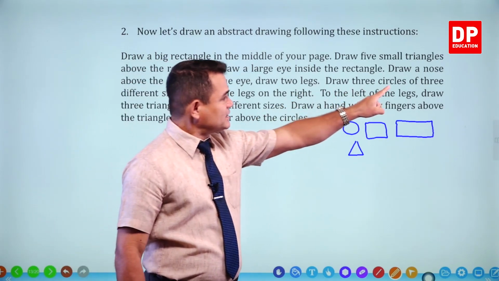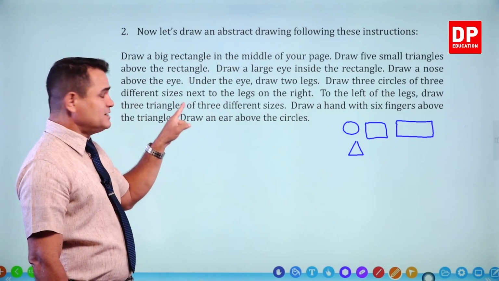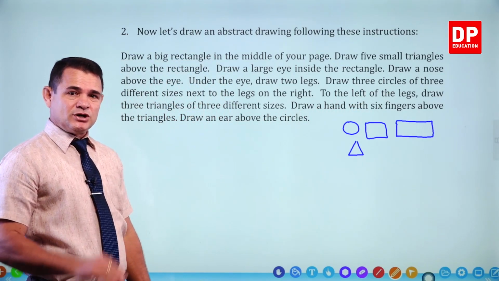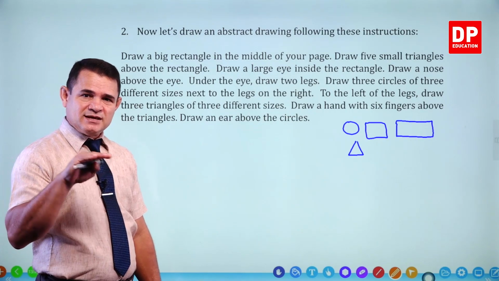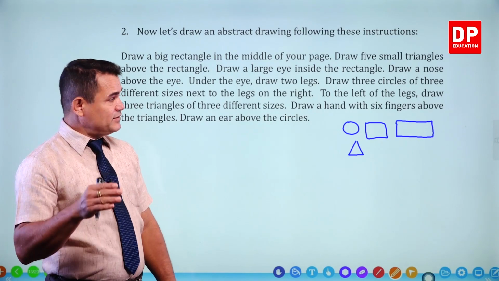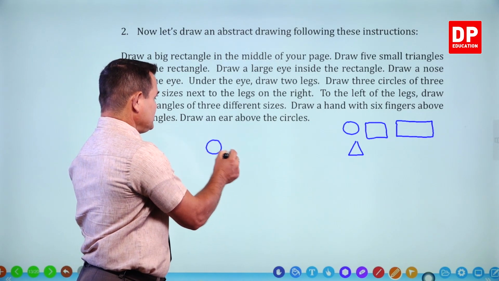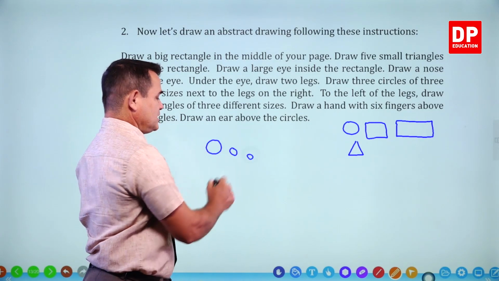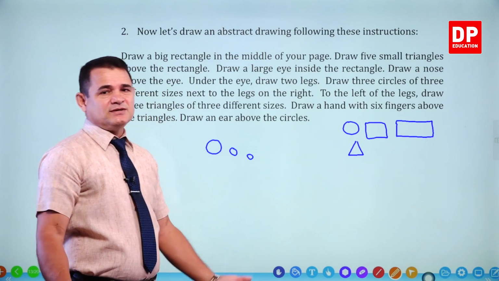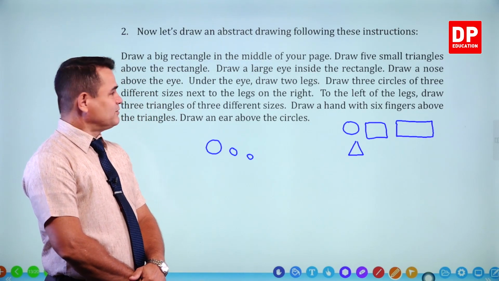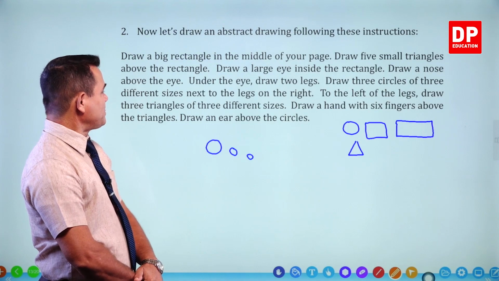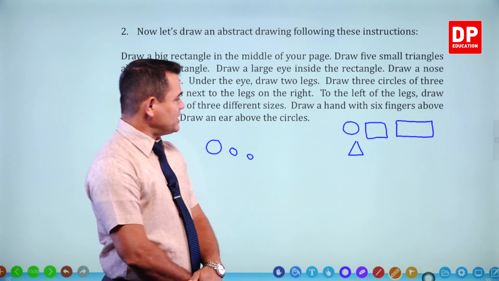But 3 circles of 3 different sizes. 3 different sizes, not the same size. Same size කියන්නේ එකම සමාන. Different sizes විවිධ. Maybe one is big, the other one is smaller, like something like 3 different sizes. විවිධ size වලින්.